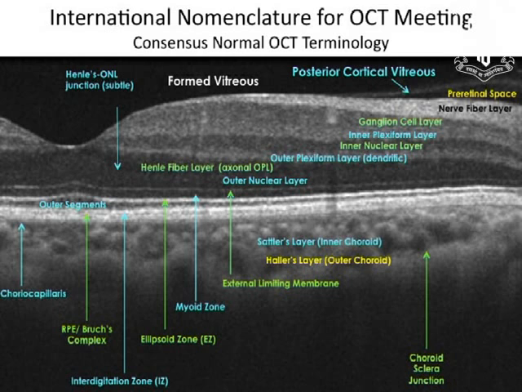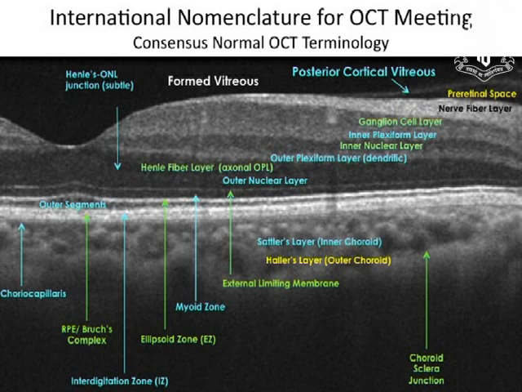At the workshop on the nomenclature for OCT meeting, there was a consensus on the terminology. So what we see here is the posterior cortical vitreous. Behind that is the pre-retinal space. Then this thing here which we are seeing between the fovea and the optic disc is the nerve fiber layer. Then, of course, ganglion, inner plexiform, inner nuclear, outer nuclear, Henle fiber layer. This is the outer nuclear layer.